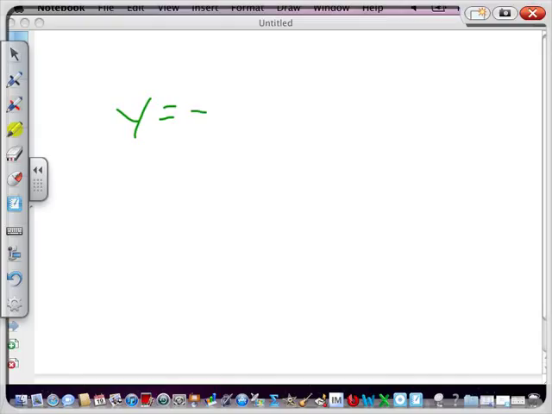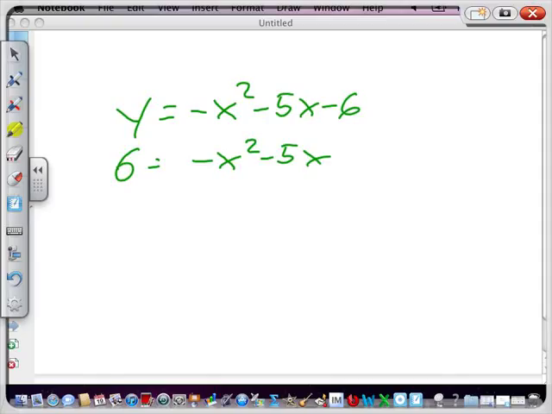Y equals negative x squared minus 5x minus 6. What is our first step? Yes? Add 6. So we get 6 equals negative x squared minus 5x. I'm sorry, Jasmine, were you asking me a question? Yeah, are we going to do it by ourselves? You are going to do number 5, 2, and 3 on your own.